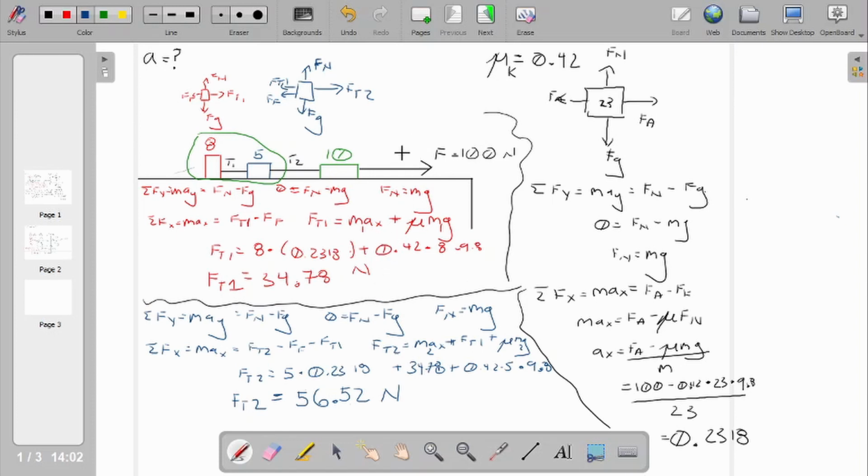Next, notice that while this is 100, this is 56.52, and this is 34.78. It gets smaller as you get farther away from the source of the pull. Well, in this case, that's because this black line, this force applied over here, this 100 newtons, has to pull the 10, the 5, and the 8. Whereas T2 only really has to pull the 5 and the 8, and T1 only has to pull the 8. The amount they have to pull and provide that acceleration to decreases as you work your way farther and farther back.